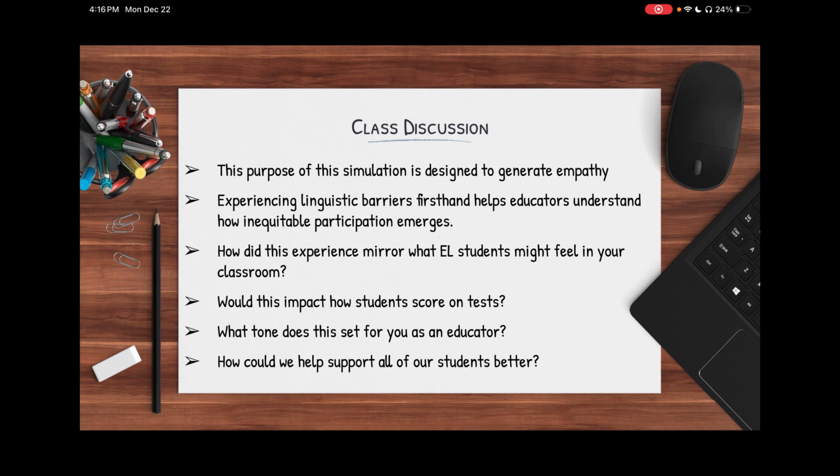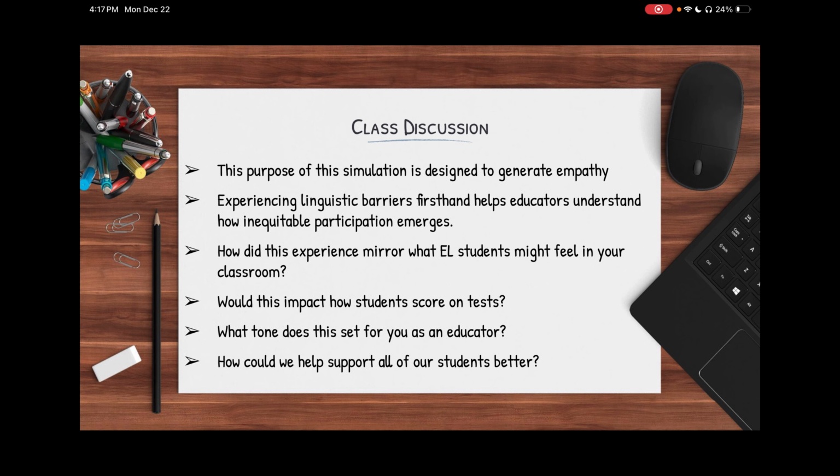I just would like to point out that this simulation was designed to generate empathy for these students and really understand what it's like to be in their position and how stressful it could be for them and why their confidence gets dimmed during the year. So, how does this experience mirror what English learners might feel in your classroom? And how would this impact their test scores throughout the year?